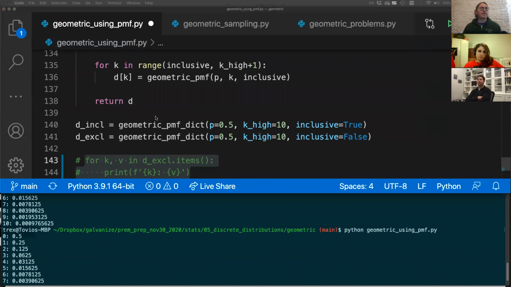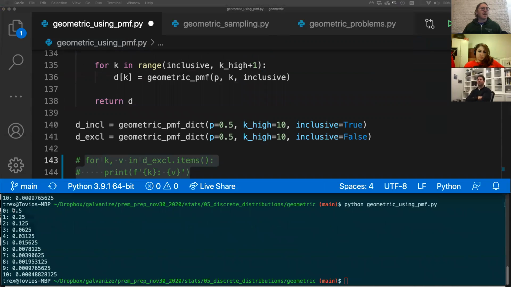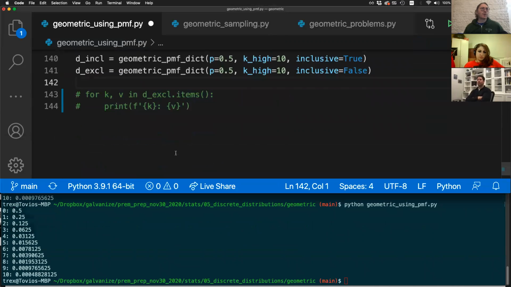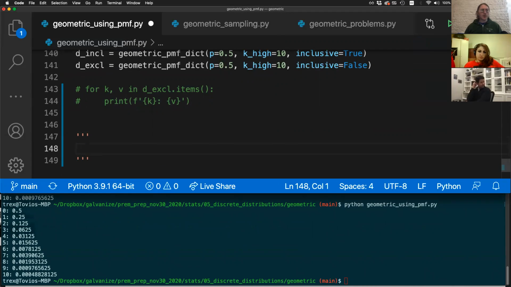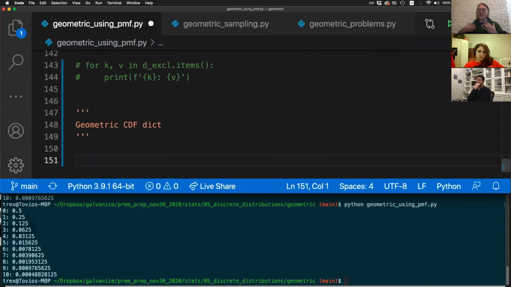Okay. So that gives us a sense of how our probability decays. That gives us a very clear sense of that. What about how our cumulative probability grows? I think that's an equally valid lens to take in terms of understanding the geometric distribution or geometric process in general. So I'll call this Geometric Cdf Dictionary. We're going to go from p to k high, and set inclusive by default to true.